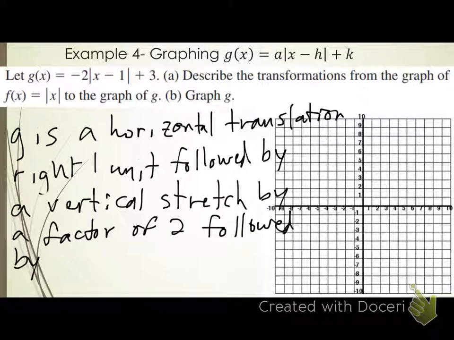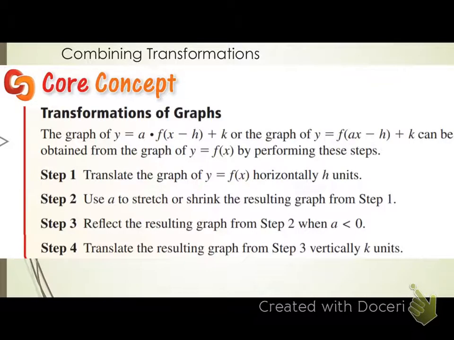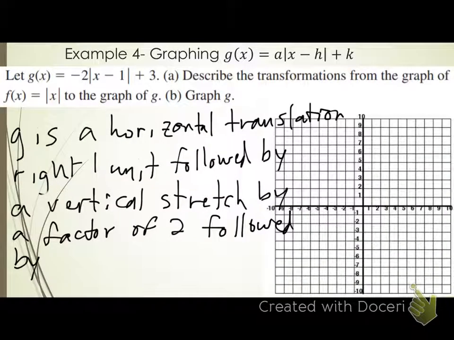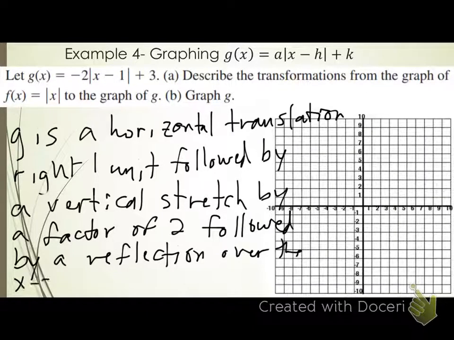What comes next after the stretch or shrink? Reflection. If the negative's outside the grouping symbols, is it over my x-axis or my y-axis? I hear y. Do I hear any x's? Is it x or is it y? I heard both. It's the x-axis. If it's on the inside, it's reflected over the y-axis. So followed by a reflection over the x-axis.